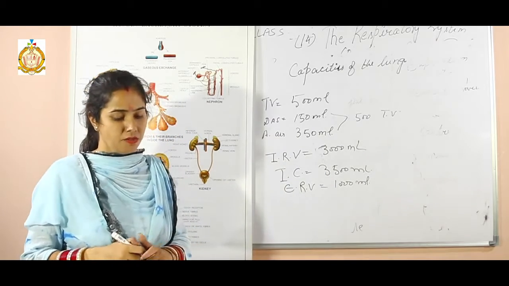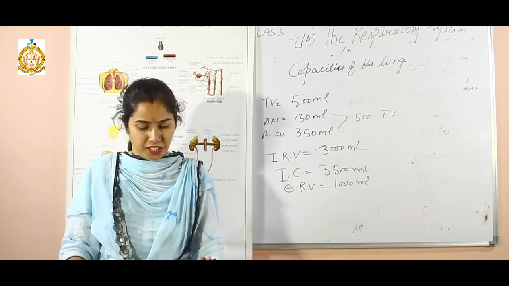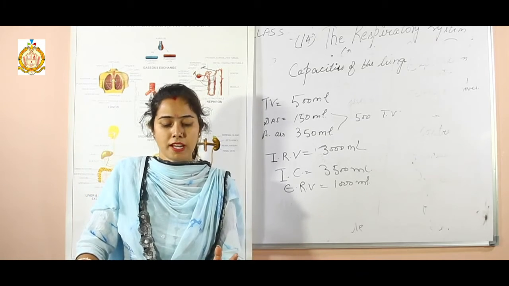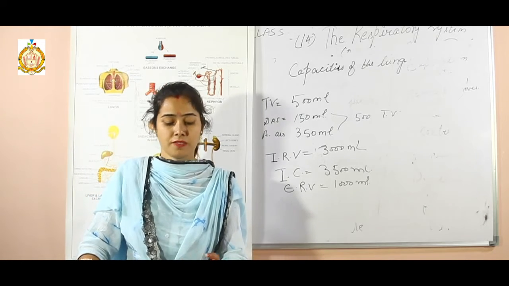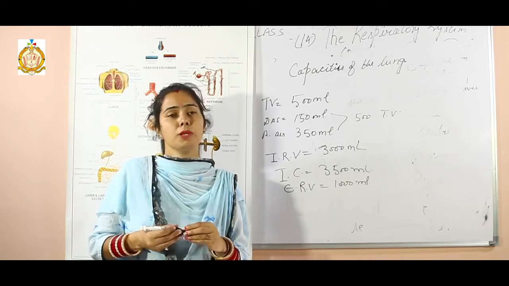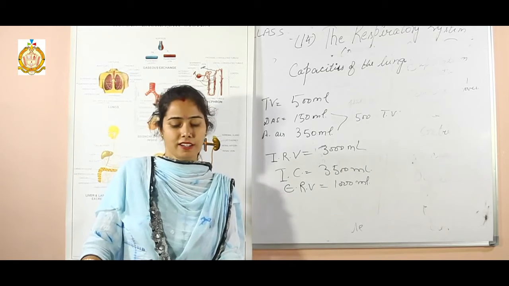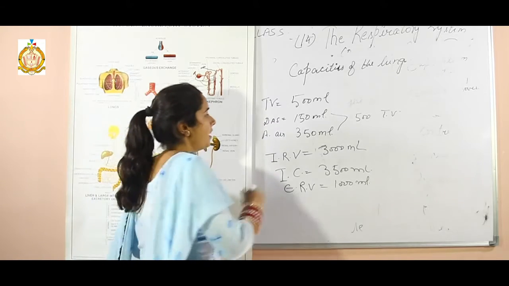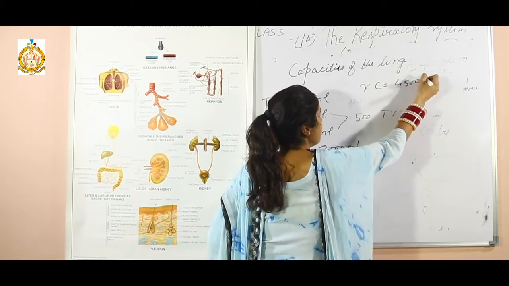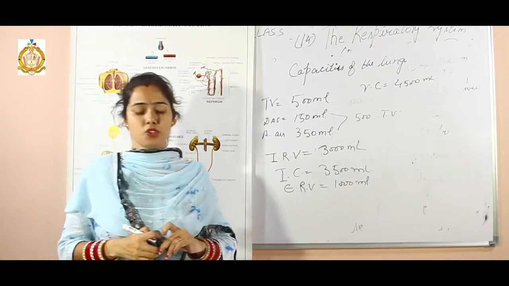Next one is vital capacity. Vital capacity is the volume of air that can be taken in and expelled out by maximum inspiration and expiration. When we inspire and expire to our maximum, the volume of air that can be taken in and expelled out is known as vital capacity, and vital capacity is 4500 ml.